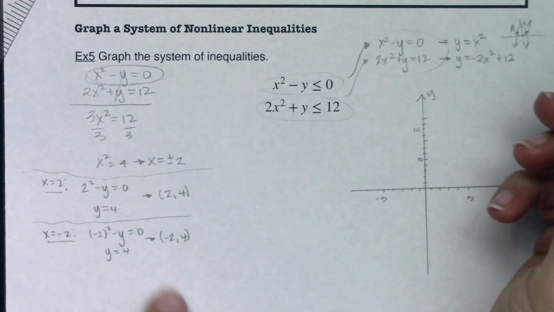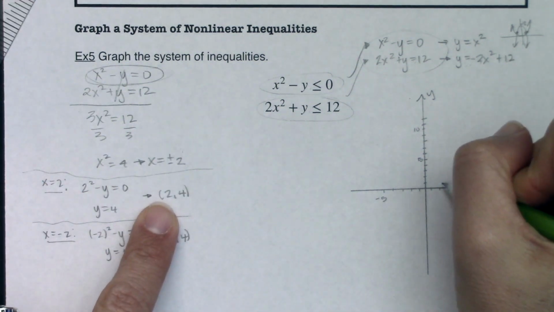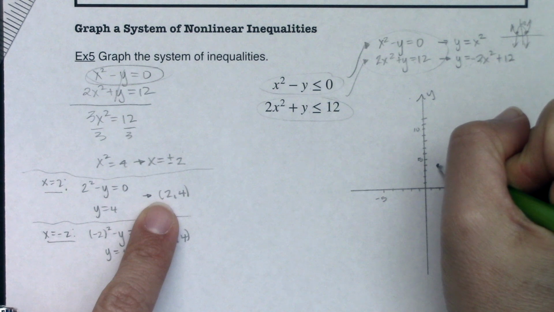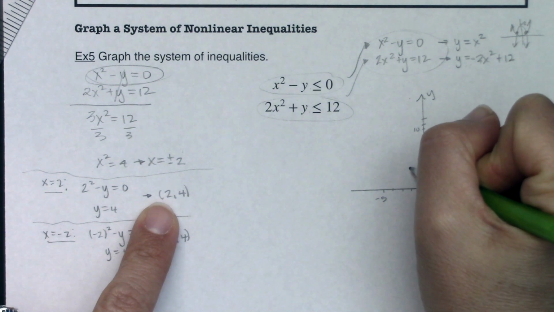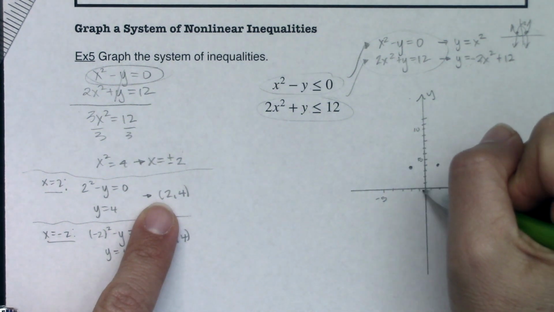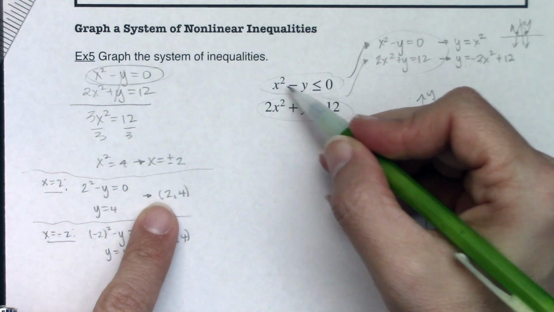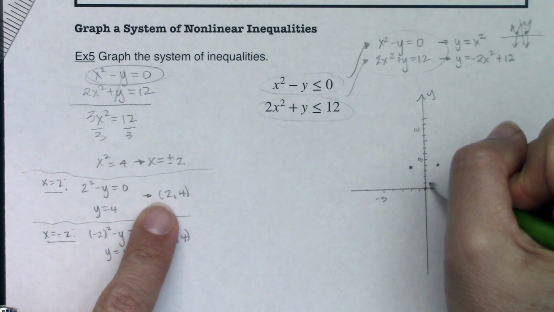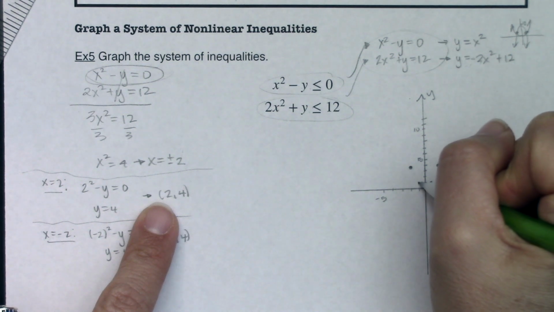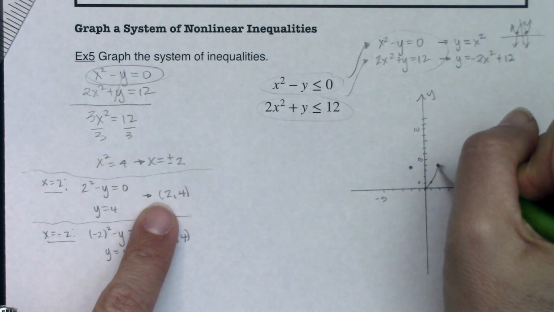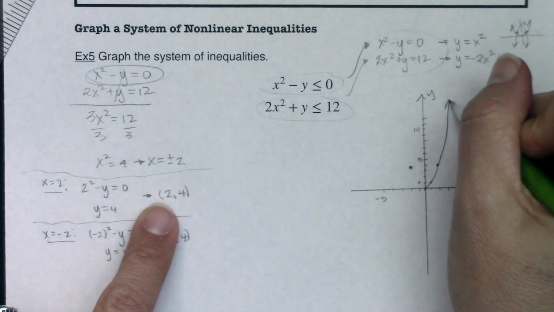So things I'll pay attention to: 2, 4 is going to be an intersection point, and then by symmetry, negative 2, 4 is also going to be an intersection point. I know my original parabola, y equals x squared, goes through 0, 0. It's also going to go through 1, 1 and negative 1, 1. So here is that first parabola.